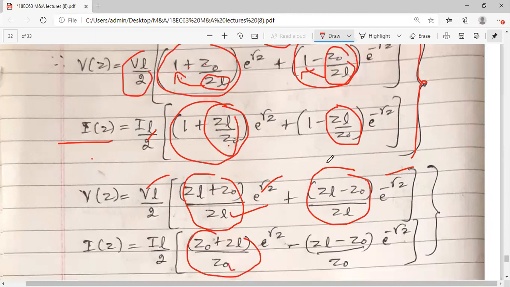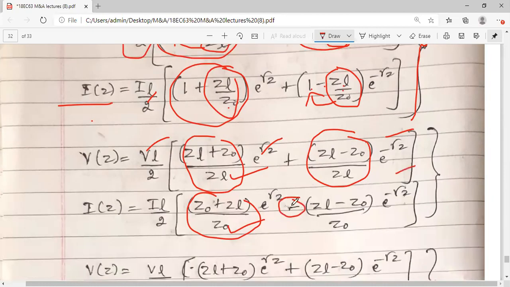Here ZL will come, here Z naught will come. Here it is Z naught minus ZL. This is actually Z naught minus ZL. If I take minus common, I will put that minus outside, ZL minus Z naught. Okay, and remaining all terms same, exponential terms. And in the denominator I will have Z naught. Here ZL is in voltage, Z naught is in current.